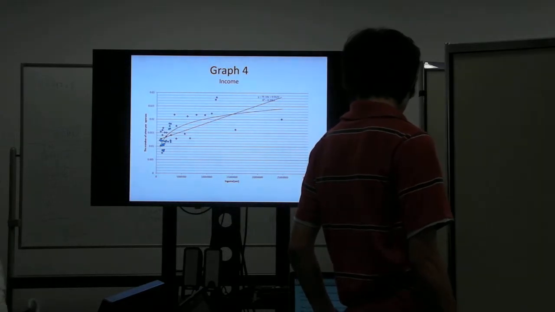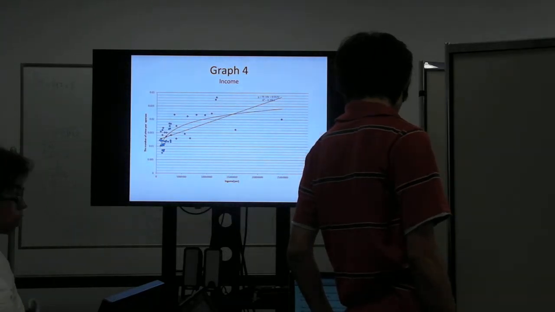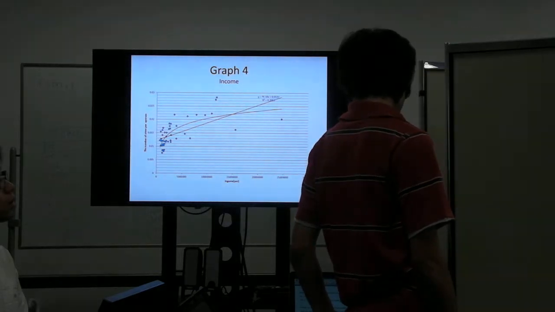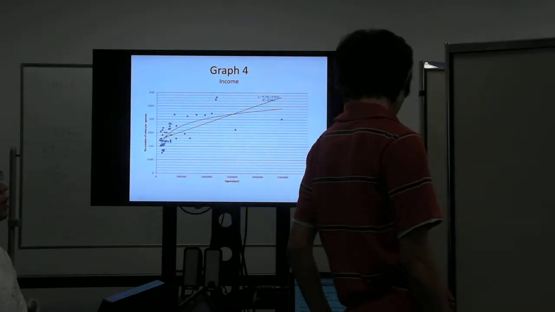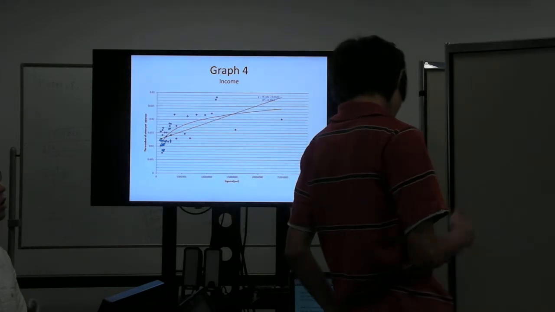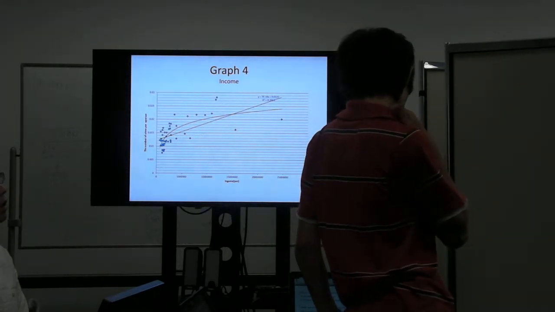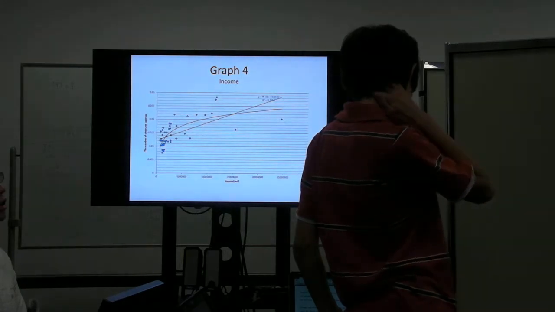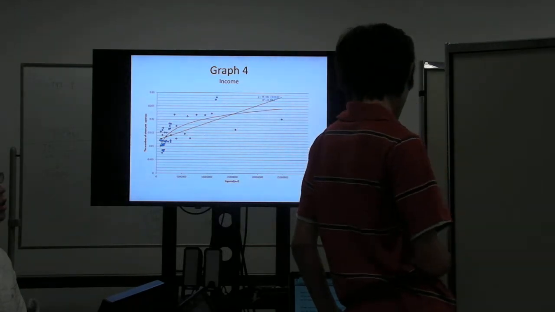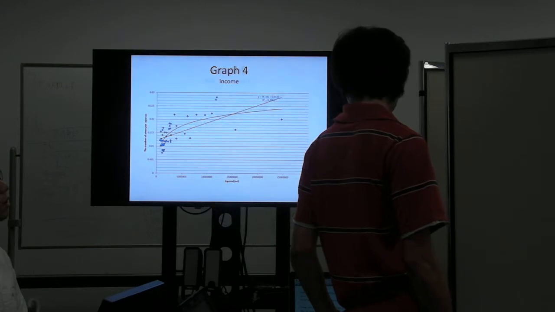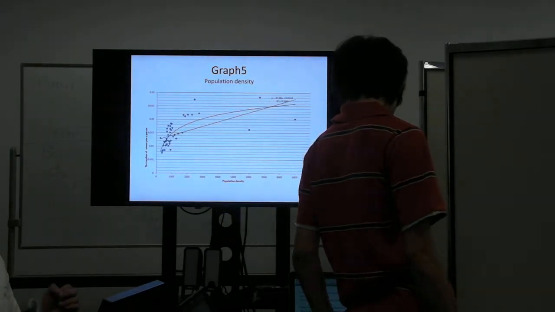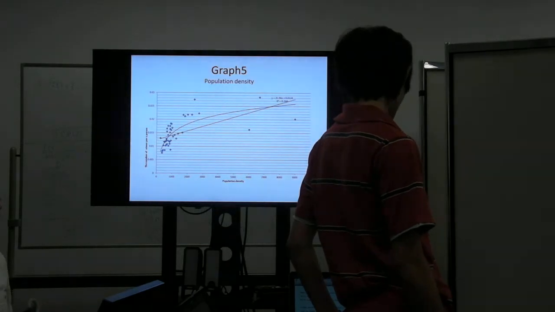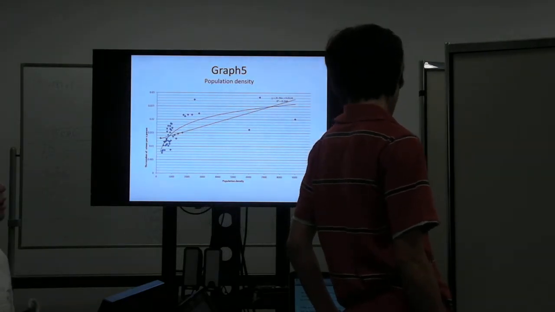Finally, we show income and crime rate, and population density and crime rate. This graph shows that income increases as the crime rate grows up. However, it is not proportional, it is logarithmic. In the same way, population density and crime rate also grow logarithmically.